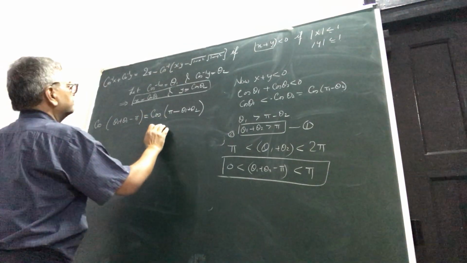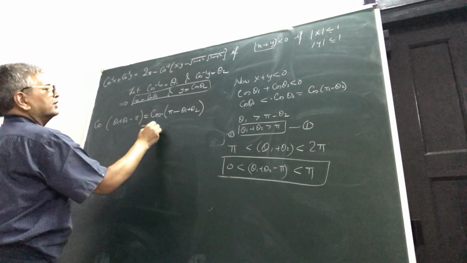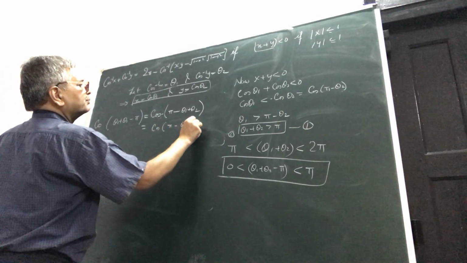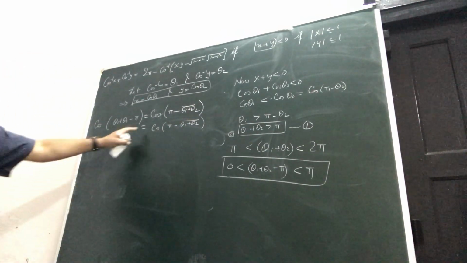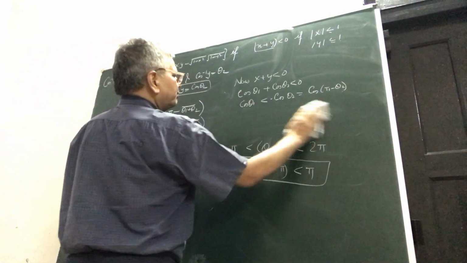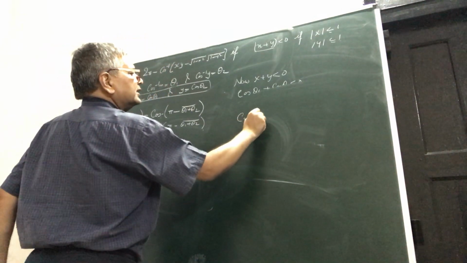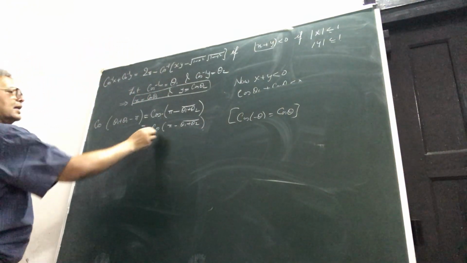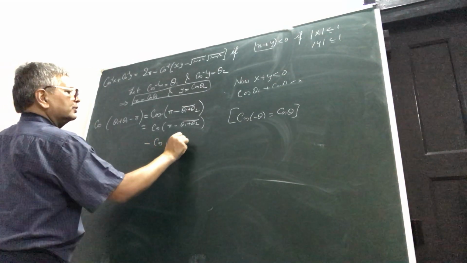Now cos minus theta is cos theta, so no need of this thing. It will be cos of pi minus theta 1 plus theta 2, minus. Cos minus theta is cos theta. You can write here, if you need be, you can always put the reasoning there in front of it, because cos minus theta is equal to cos theta. And then cos of pi minus this thing is minus cos theta 1 plus theta 2.